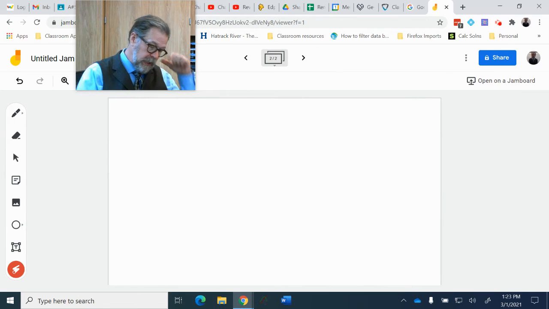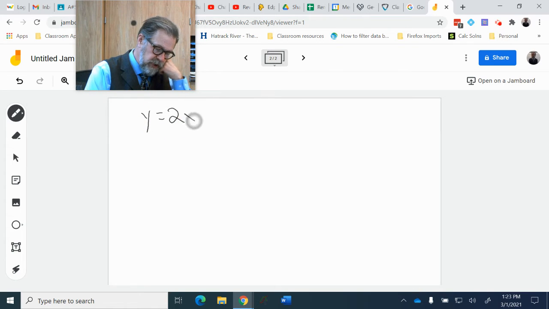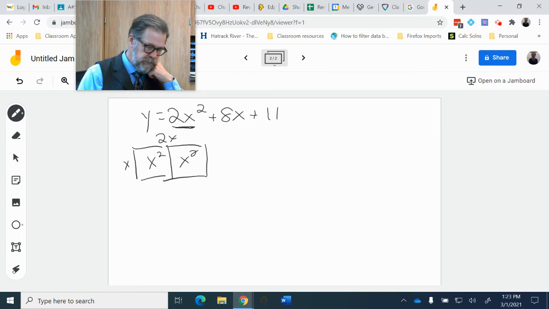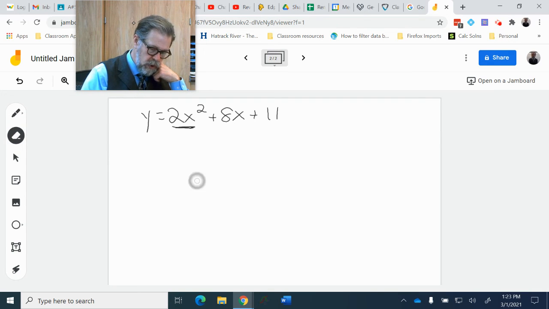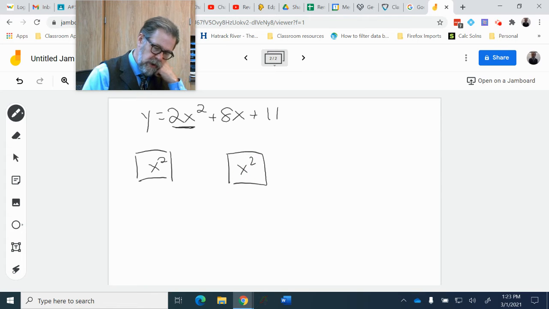Okay, so let's look at another example where I have a leading coefficient. I've got 2x squared plus 8x plus 11. So the difference is that I now have 2 of these x squared tiles. I can't make a square with 2 x squared tiles because it will have dimensions x by 2x. So what I have to do instead is make 2 completely separate squares. I've got one square here, and one square here.